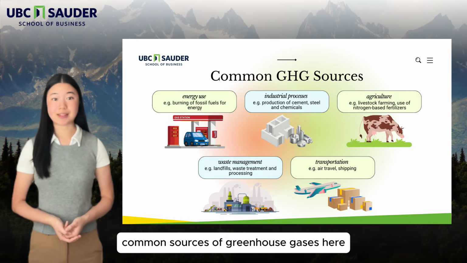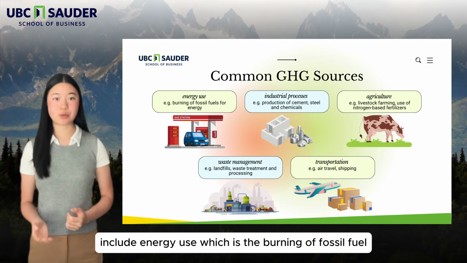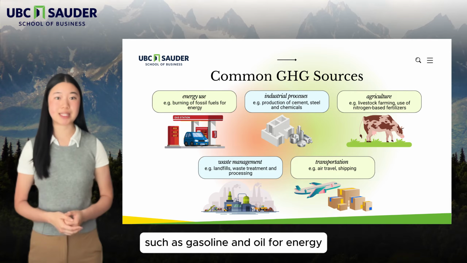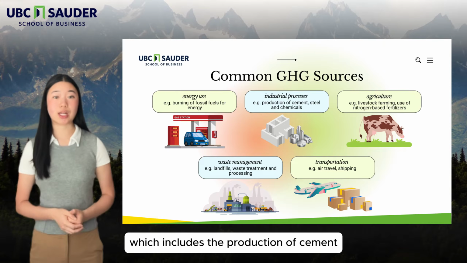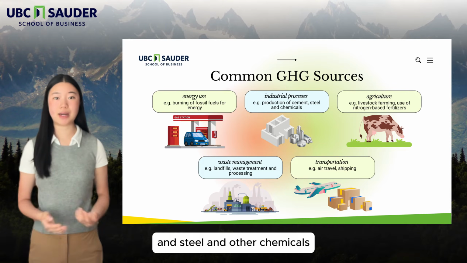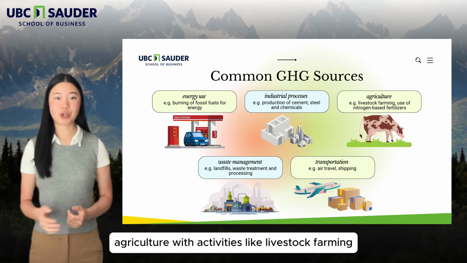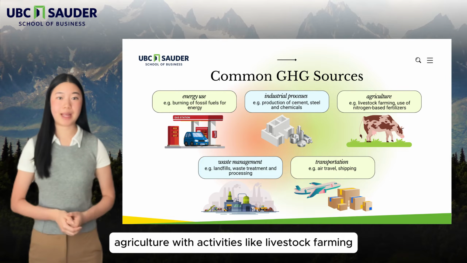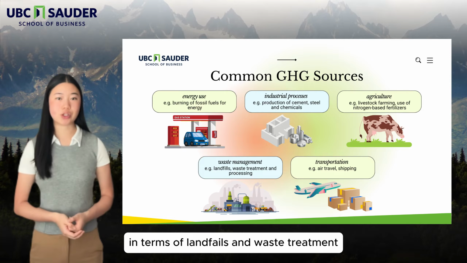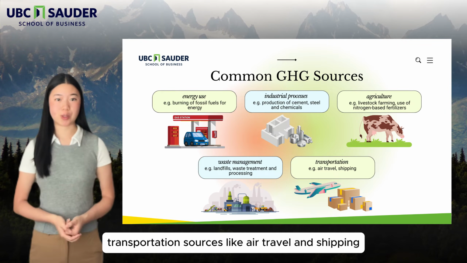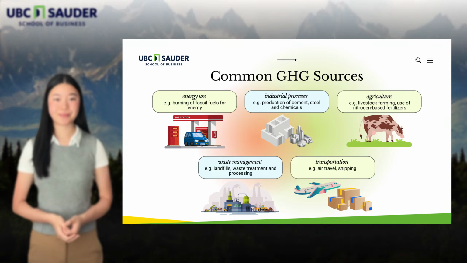Common sources of greenhouse gases include energy use, which is the burning of fossil fuels such as gasoline and oil for energy, industrial processes, which includes the production of cement and steel and other chemicals, agriculture with activities like livestock farming and the use of nitrogen-based fertilizers, waste management in terms of landfills and waste treatment, and finally, transportation sources like air travel and shipping.